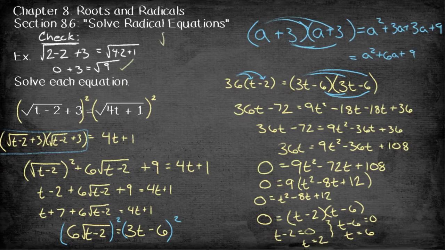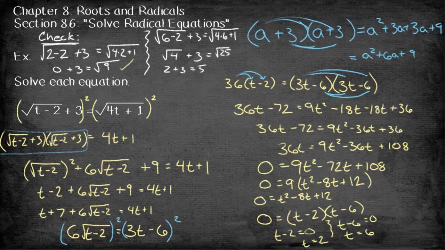I have the square root of 6 minus 2 plus 3 equals the square root of 4 times 6 plus 1. And I get that it checks out. So my final answers are 2 and 6.